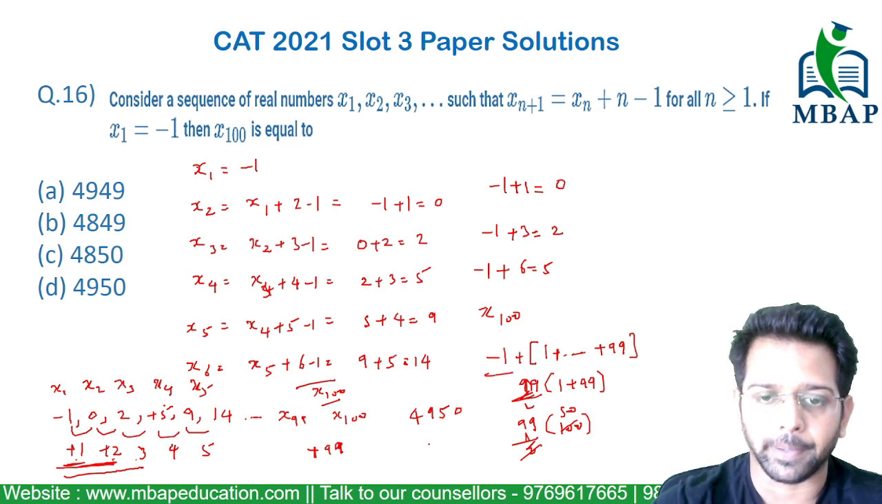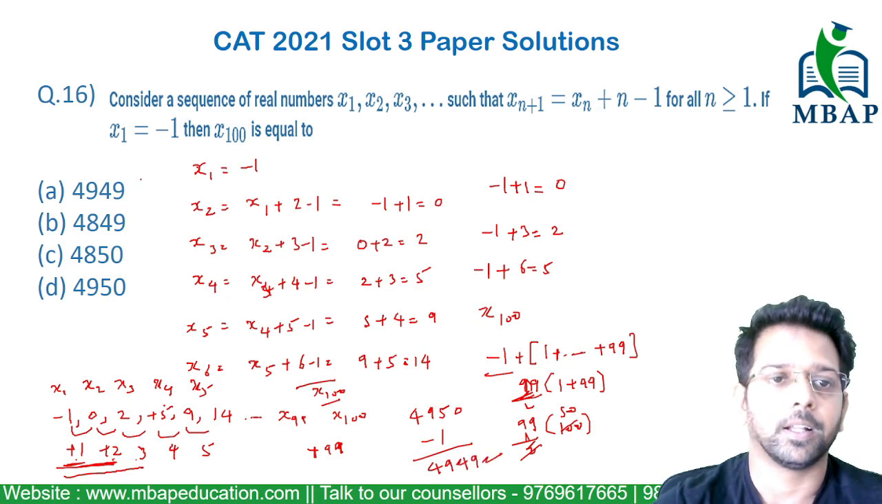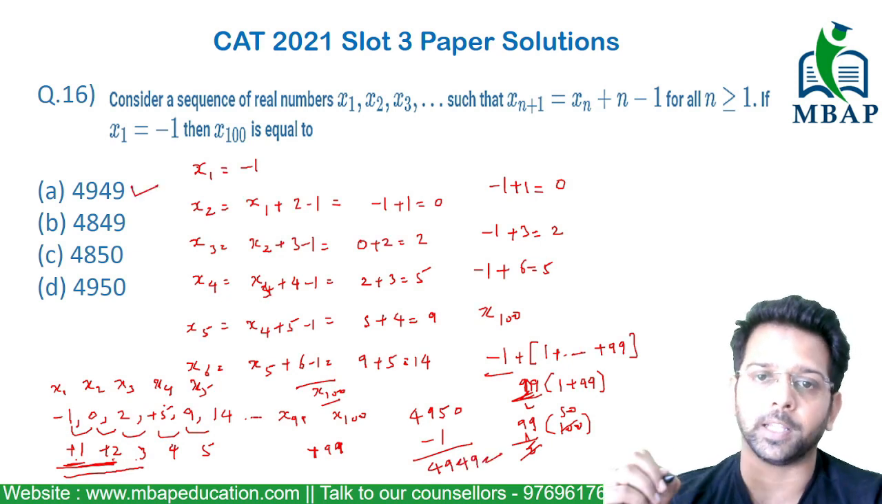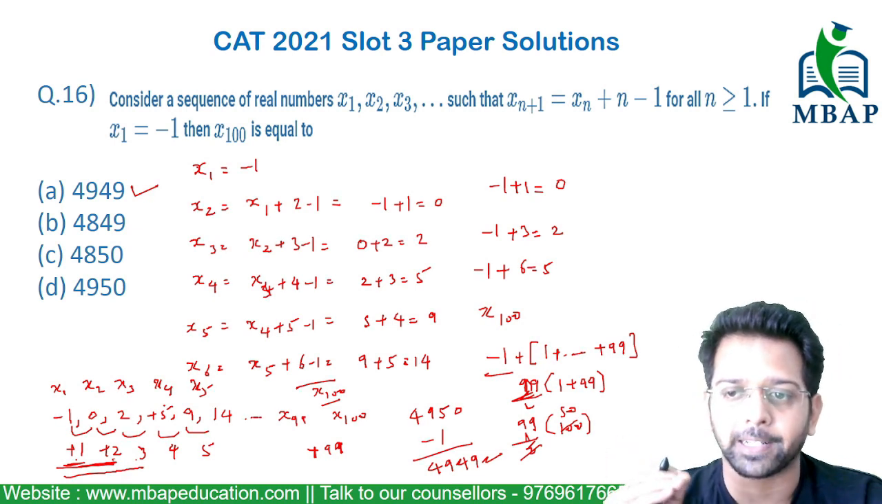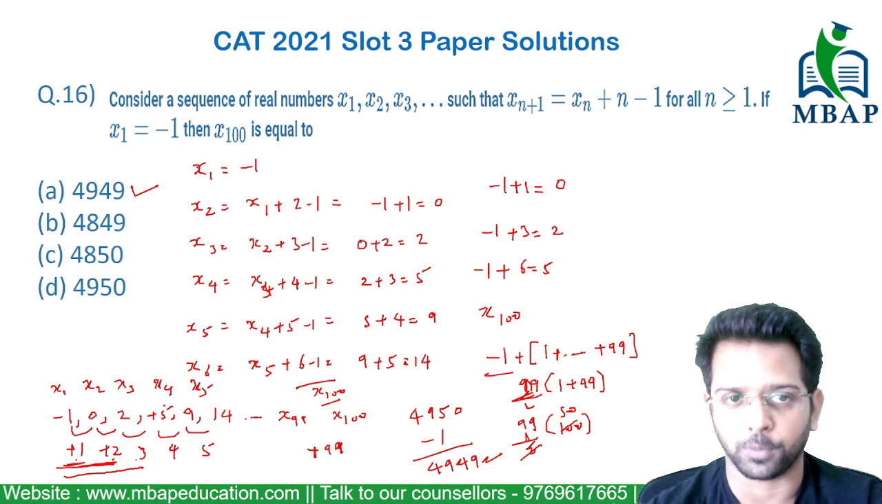4950. Add minus 1 to it. My final answer should become 4949. And hence, the answer for this question will certainly be option number 1, a beautiful sequence series based question. I'm sure you have cracked it well with some beautiful logic also.